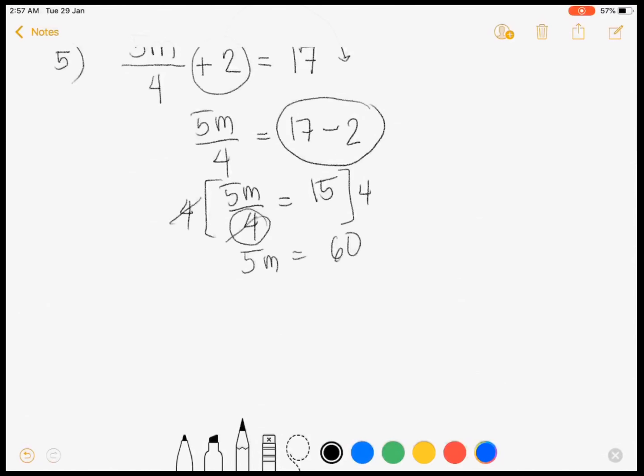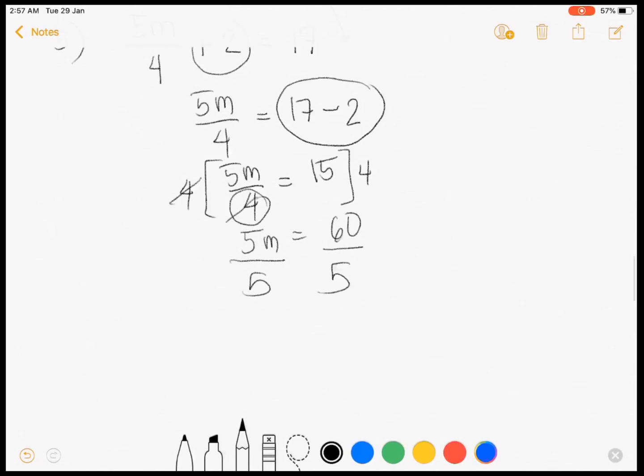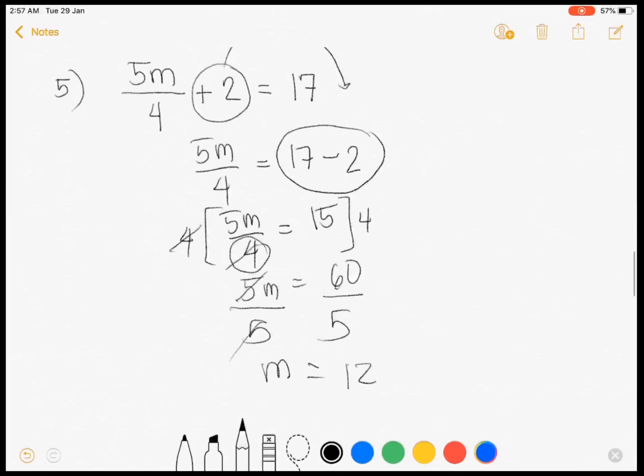Now, this time, nakamultiply naman ngayon yung m sa 5. So, para ma-eliminate yung 5, divide natin both sides by 5 by the division property of equality. So, therefore, cancel na. So, m na lang sa left side. And the right side is 60 over 5 or 12. So, therefore, m is equal to 12.